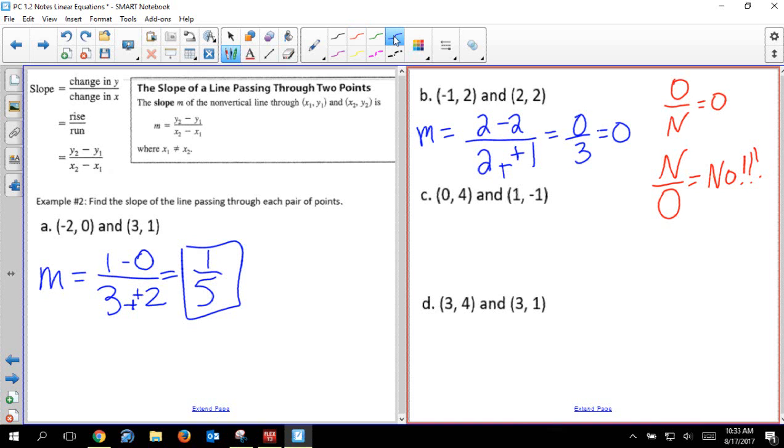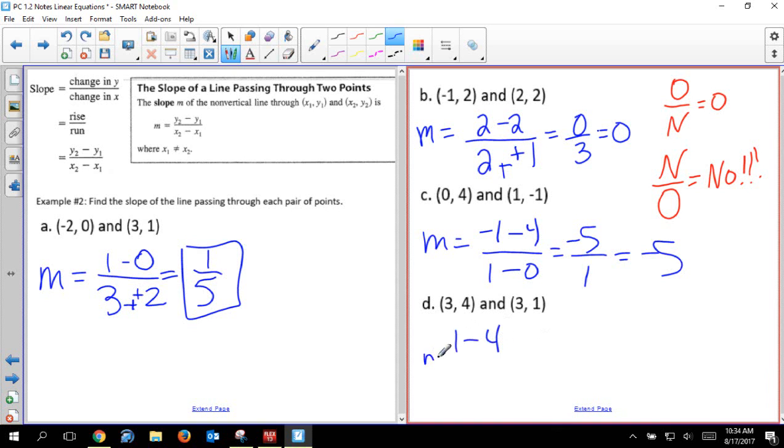Question C, same stuff, same formula. -1 minus 4 over 1 minus 0. We get -5 over 1. I do want you to reduce this and write it in simplest form. So -5 over 1 is -5. And then the last one, 1 minus 4 over 3 minus 3. We get -3 over 0. So undefined.